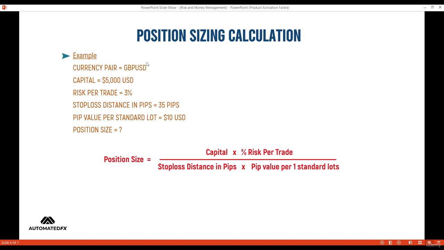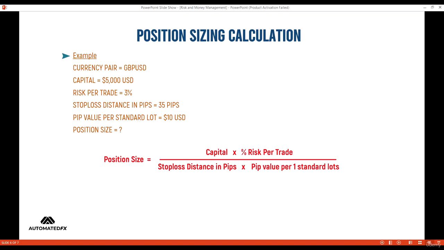Now we have an example where we are trying to calculate the position size for a trade. The trade is to be entered on GBP USD, and the capital of the account is $5,000, and our risk per trade is 3% of our capital. So 3% of $5,000, and our stop loss distance is 35 pips. Then the pip value per standard lot is $10. Now we're trying to calculate the position size. The formula is position size equals capital times risk per trade divided by stop loss distance in pips times pip value per 1 standard lot, right?